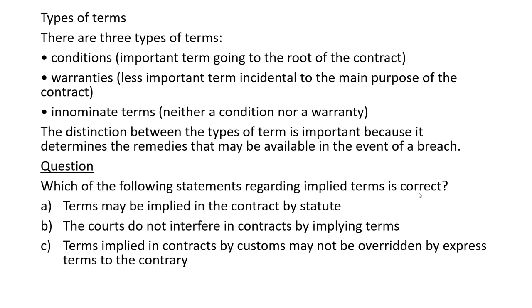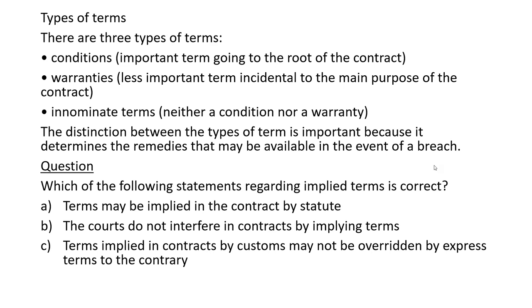So an innominate term is neither a condition nor a warranty, and you cannot decide whether it is a condition or a warranty. The distinction between the types of term is important because it determines the remedies that may be available in the event of breach. The remedies are the same as for terms and representations. If a condition is not fulfilled, you can discharge the contract and you can also sue for damages. But if a warranty is not fulfilled, you cannot discharge the contract, but you can sue for damages.